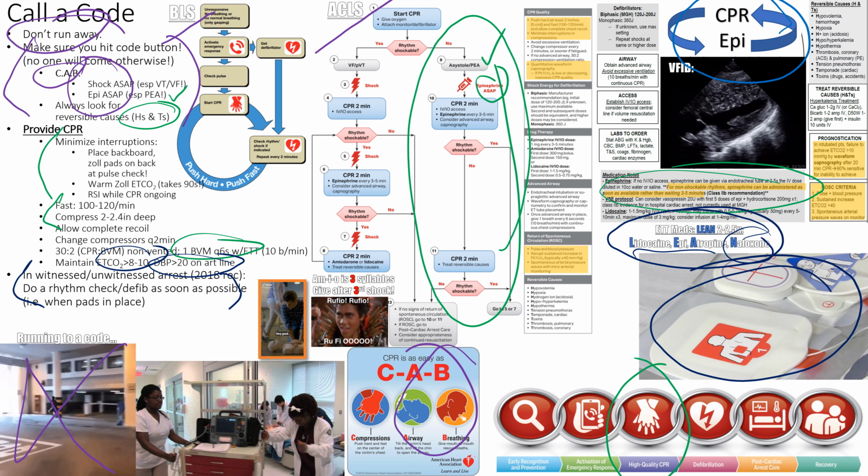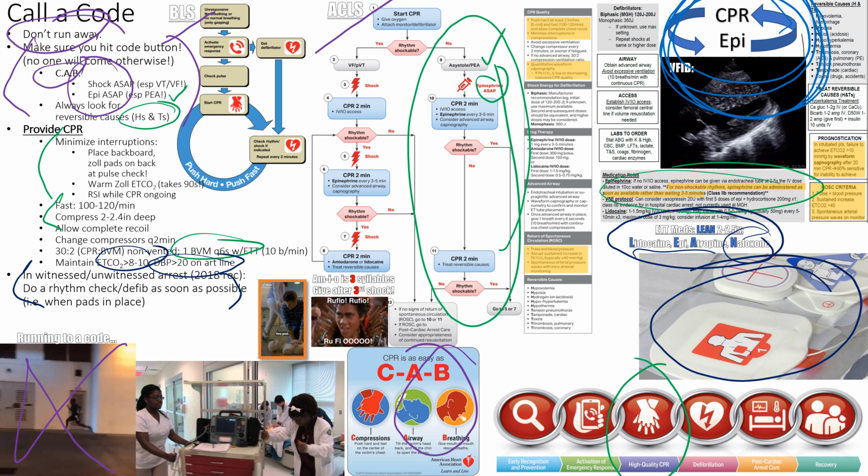So we're always doing CPR and epi. That's usually always the default, right? Only some rhythms get a shock, right? Which rhythms get a shock?